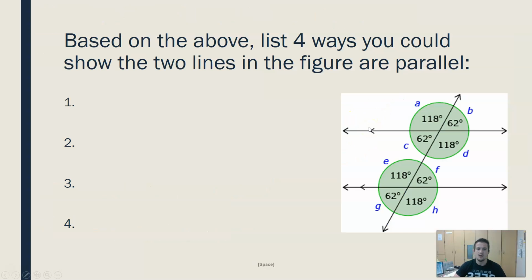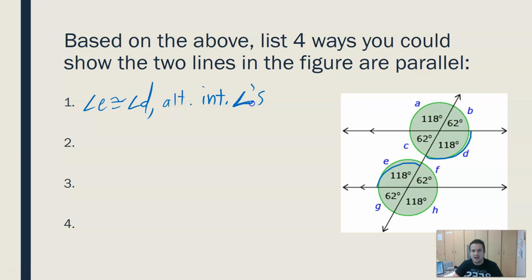Okay. Let's go here. It says, based on the above, those theorems that we just discussed, list 4 ways you could show the two lines in the figure are parallel. So I could say, okay, well, angle E is congruent to angle D, and they are alternate interior angles. I'm going to abbreviate this. This is the symbol for an angle. Since alternate interior angles are congruent, they're the same, that's enough to show that these two lines are parallel.